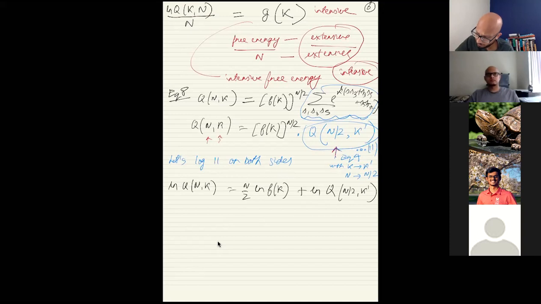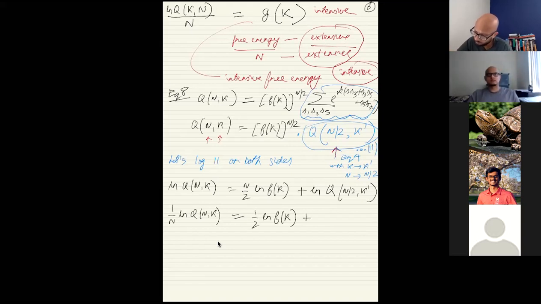Now I divided by n both sides. So 1 by n ln of q n comma k. So this is one of those cases where you have to be very careful with writing down the variables. In general in StatMech, it's a good idea to write down what are the variables that your function depends on, especially because some books use z for partition function, some use q, some use omega. As long as you specify what are the variables on which the partition function depends, you're all good.